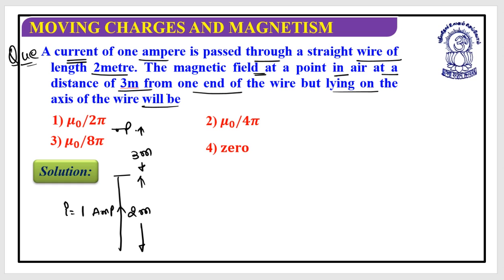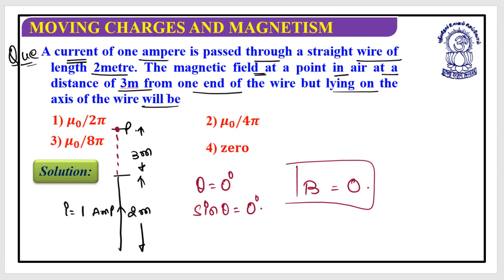So what was your answer? If you remember our concepts in the previous class, if you extend your length, you will find that it is the same point where the magnetic field is required. In this case, theta is equal to 0, so sine theta would be equal to 0 and the magnetic field will be 0 straight away. That's it, nothing to do. I hope this is clear.